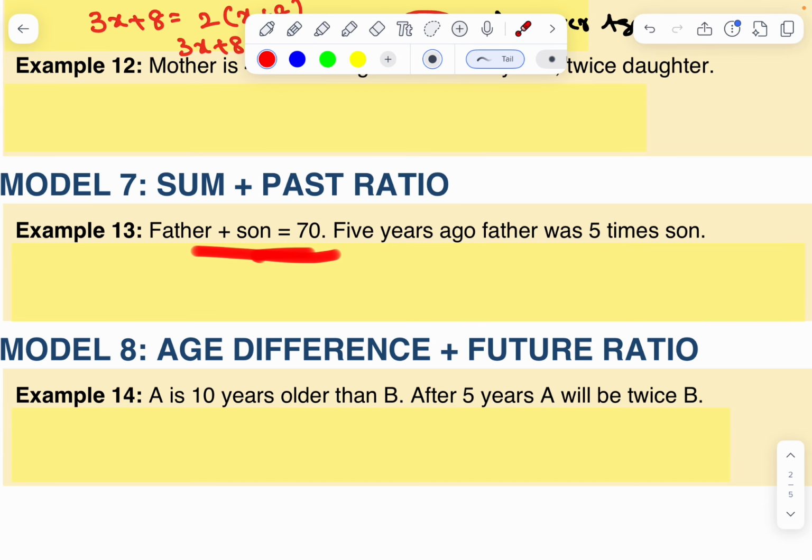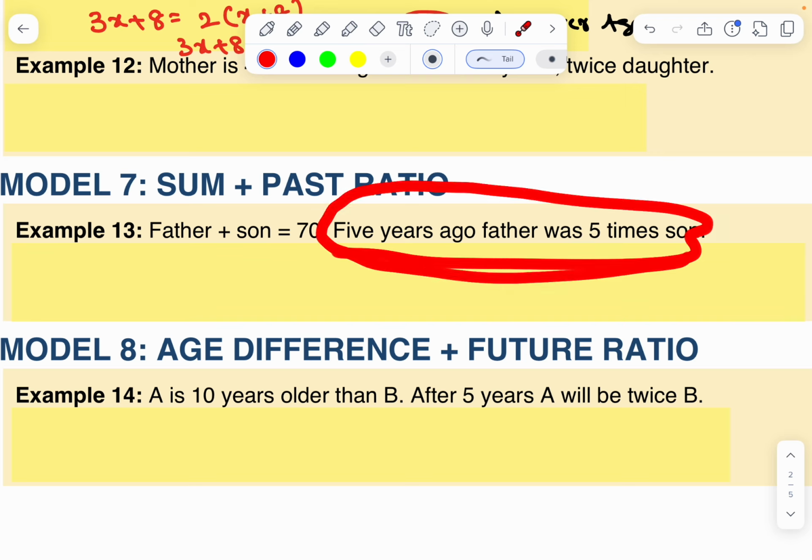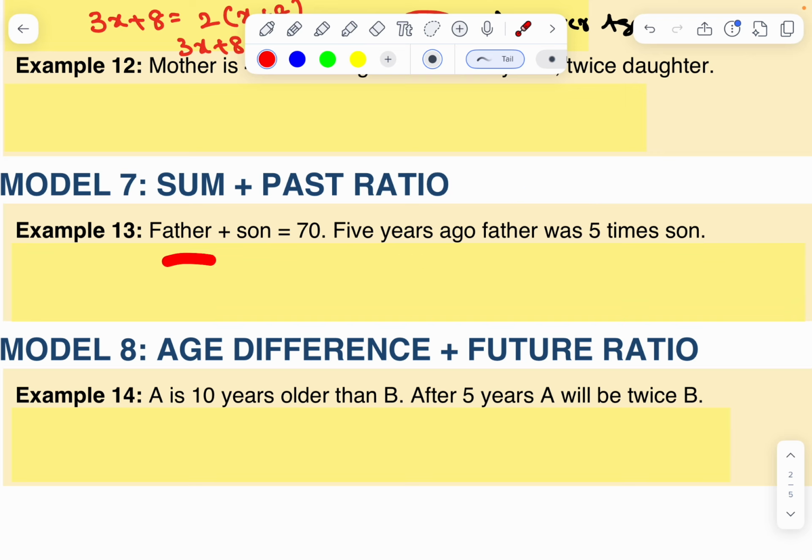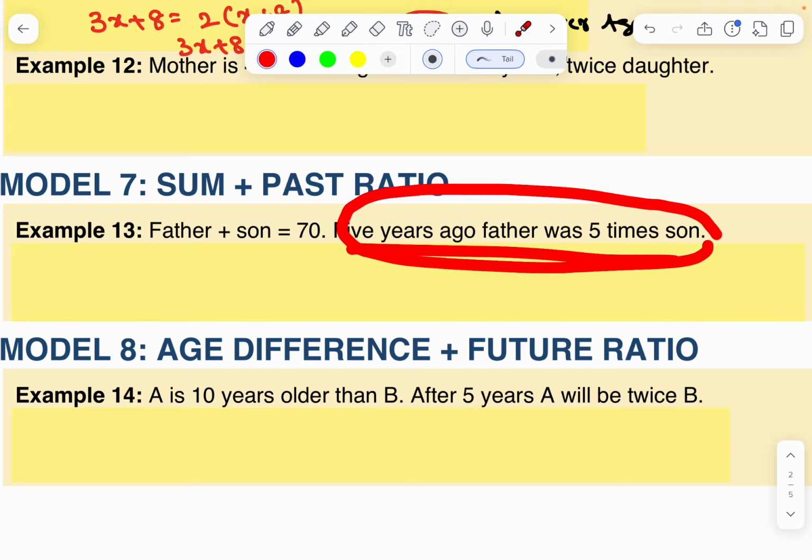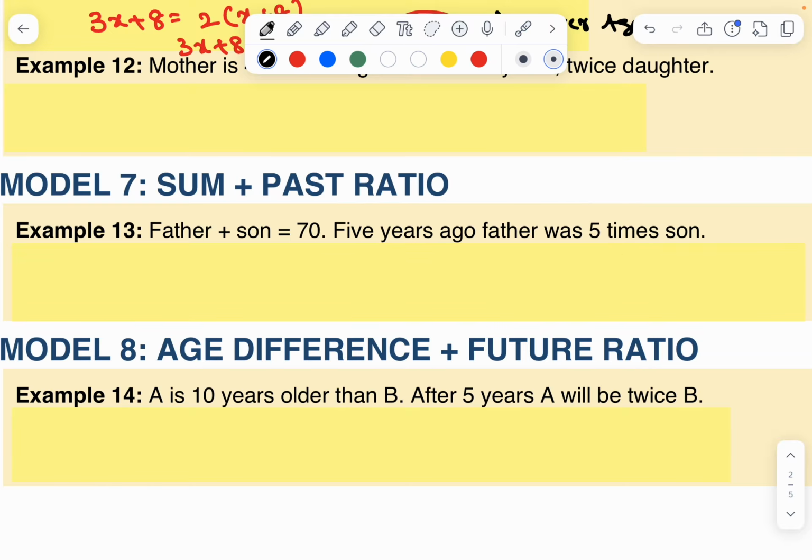Next question. Sum and past ratio. Father plus son is equal to 70 years. 5 years ago, father was 5 times the son. Okay, what are the ages of the father and son?